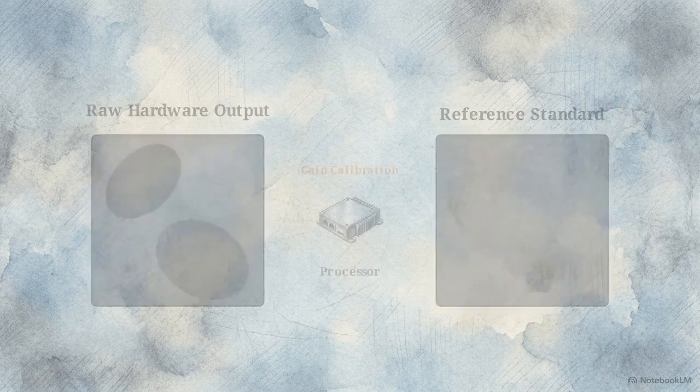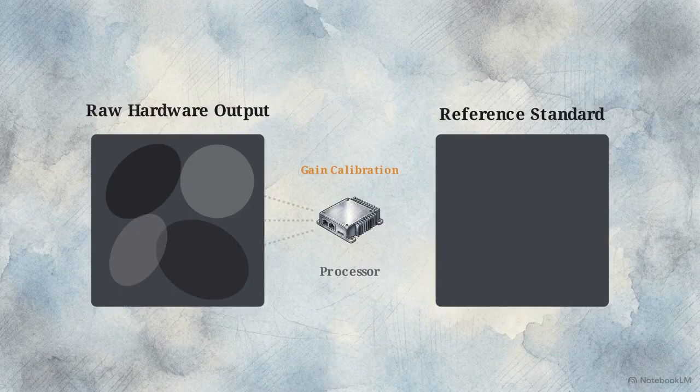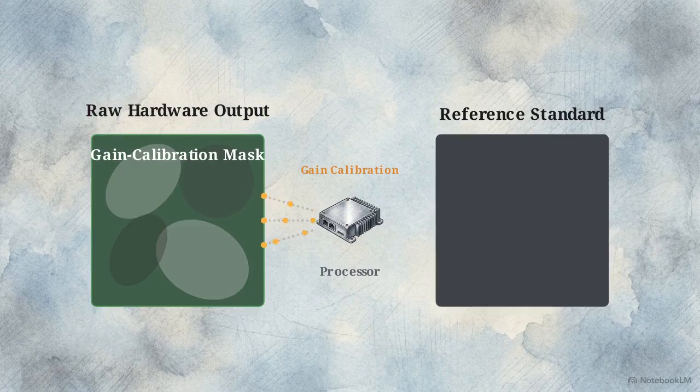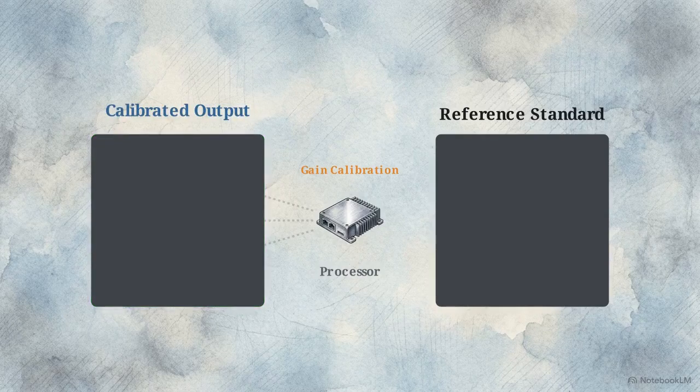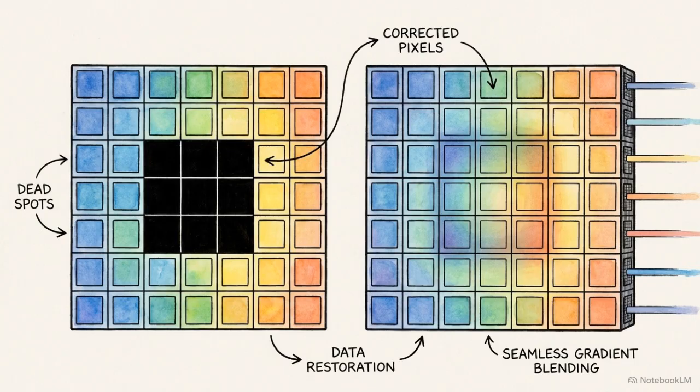Before human viewing, the system applies precise algorithmic corrections. To fix irregular shading, it applies a gain calibration mask, subtracting variations from a baseline reference map. To fix dead spots, it uses pixel calibration, mathematically interpolating the data values of functioning neighboring pixels to guess the exact value of the dead zone.